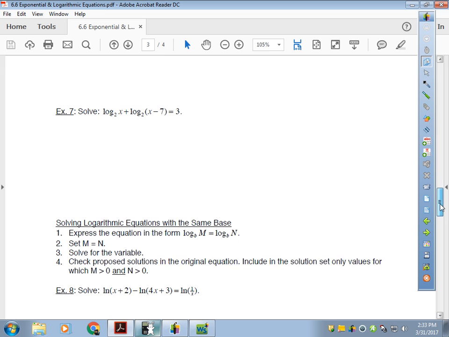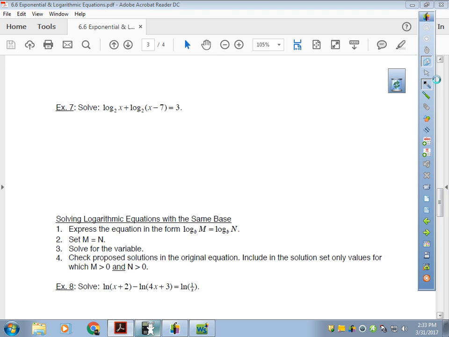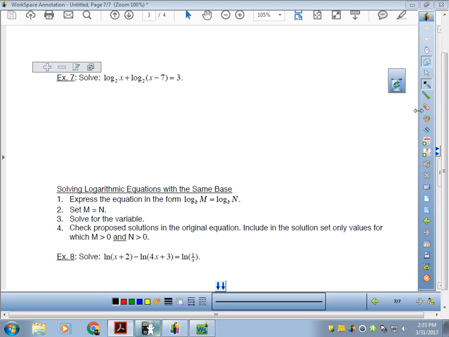Let's look at example 7. Example 7 asks us to solve log base 2 of x plus log base 2 of x minus 7 equals 3. On this one, we have a constant on the right, but we have 2 logarithms on the left. So our first thing that we're going to want to do is condense those logarithms.